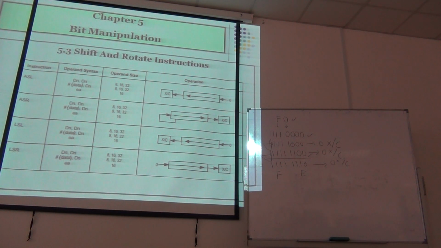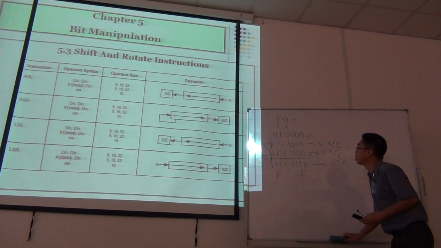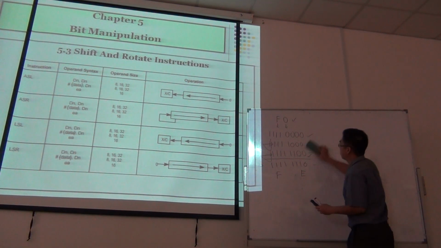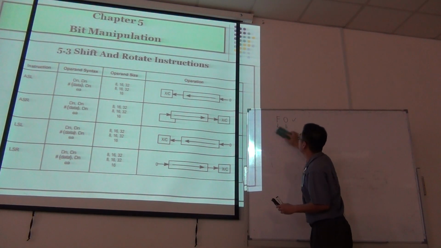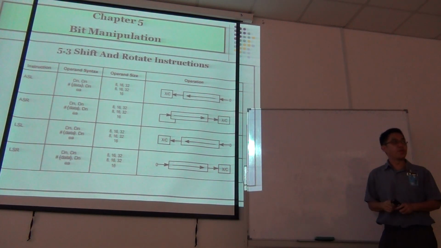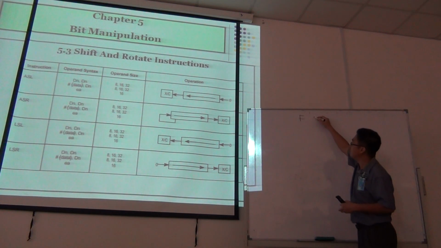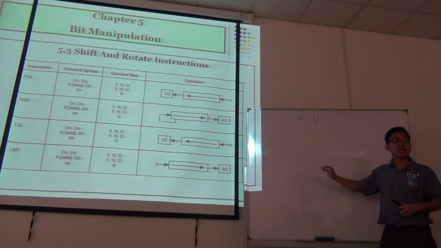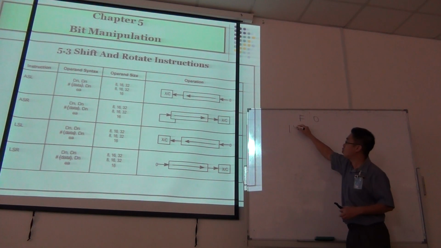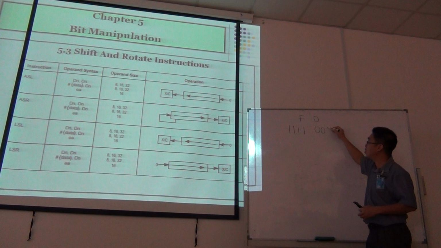Okay, understand? You got it done? Okay, let's try to look at the result first. Again, the number is F0. Let's try to look at it. F and 0. F is equivalent to 1, 1, 1, 1. 0 is equivalent to 0, 0, 0, 0.